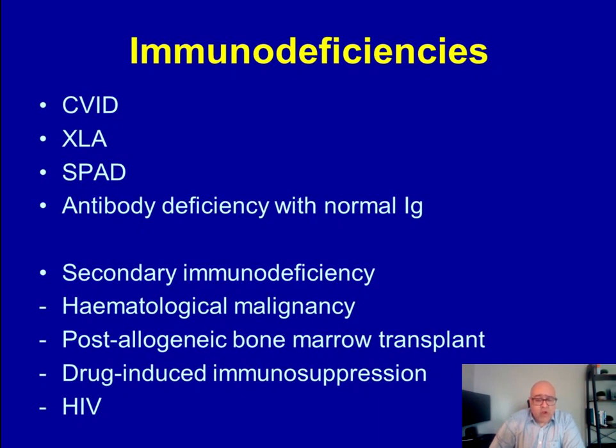What is probably more interesting from our point of view as respiratory physicians is the fact that there are quite a few conditions which can cause secondary immunodeficiency. And as a consequence, we do see people with these conditions presenting with either recurrent chest infections or bronchiectasis. So things like hematological malignancy, post-transplant patients, but for some reason we see that more commonly in our bone marrow and renal transplant patients. Anyone who's got some drug-induced immunodeficiency, and of course, as we mentioned before, HIV is associated with the development of bronchiectasis.